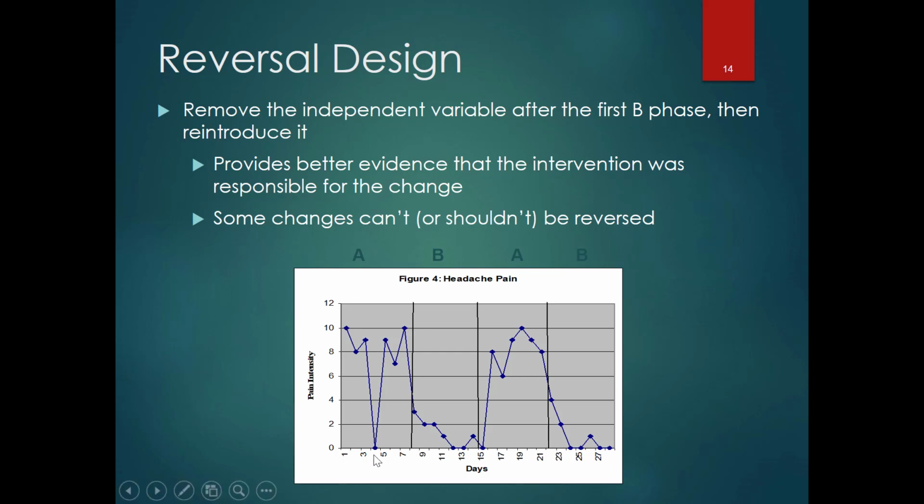So looking at the graph, right, baseline phase, you can see their headaches. Looking at the second phase where we introduced the intervention, you can see that their headaches significantly dropped. And in phase 3, when we took away the intervention, you can see that it went back up. And then once we introduced the intervention again in phase 4, we can see that it significantly went back down again. These results strongly suggest that the meditation is a successful intervention for this client.